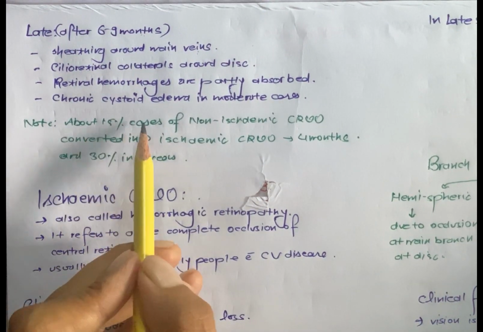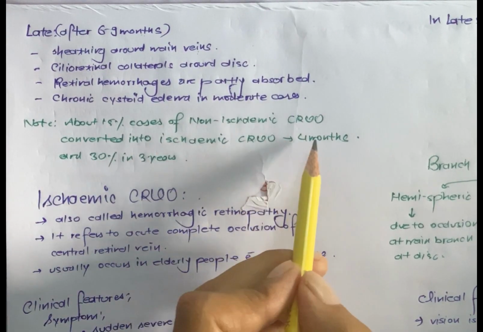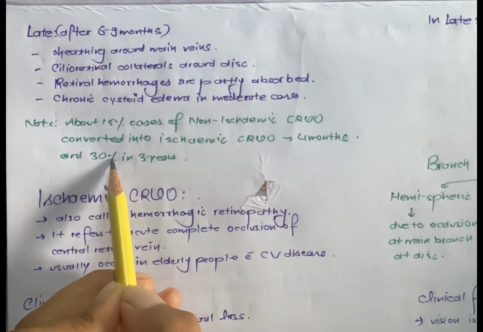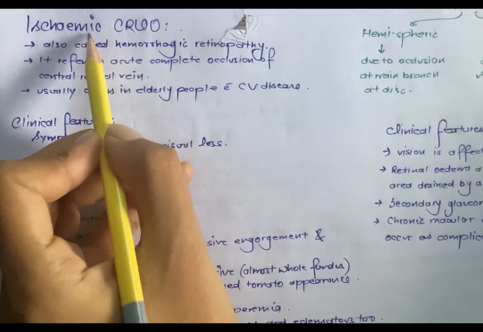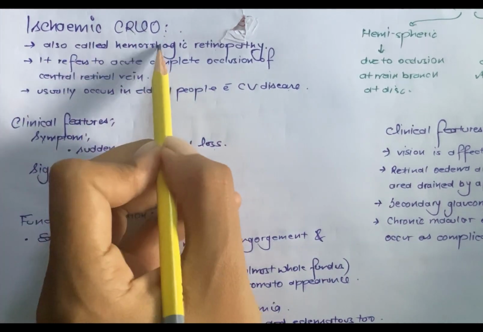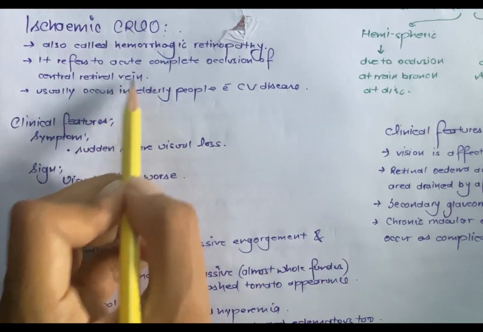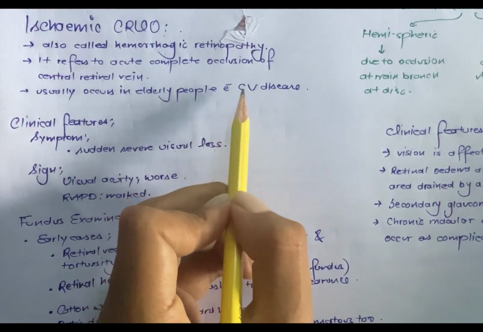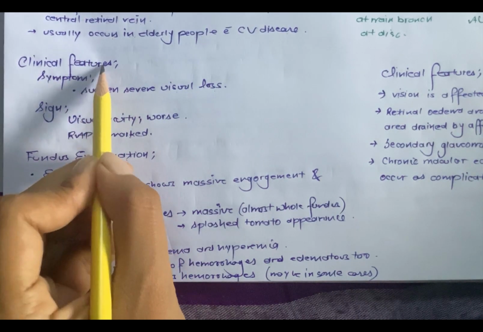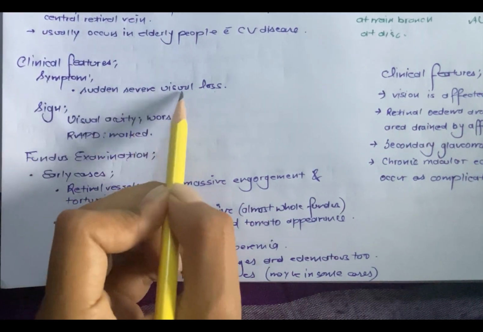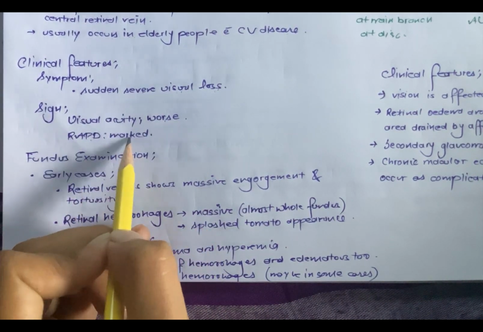Note, about 15% of cases of non-ischemic CRVO convert into ischemic CRVO in 4 months, and 30% convert into ischemic CRVO in 3 years. And now talking about the ischemic CRVO, it is also called hemorrhagic retinopathy, and it refers to acute complete occlusion of the central retinal vein, usually occurring in elderly people with, say, cardiovascular diseases. And now talking about the clinical features, the symptom could be sudden severe visual loss, and the signs are visual acuity is worst, and the RAPD is marked.